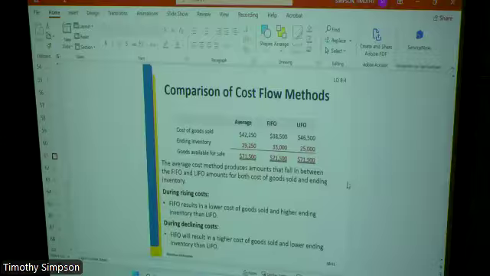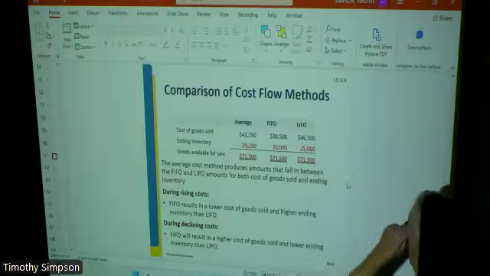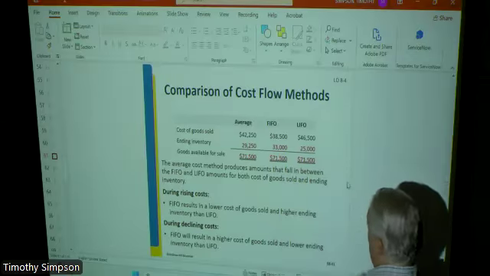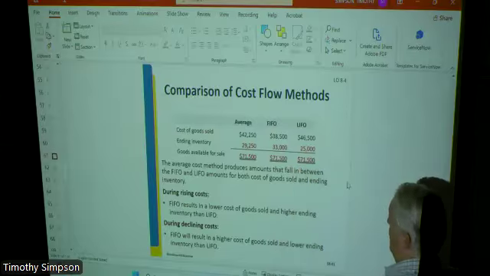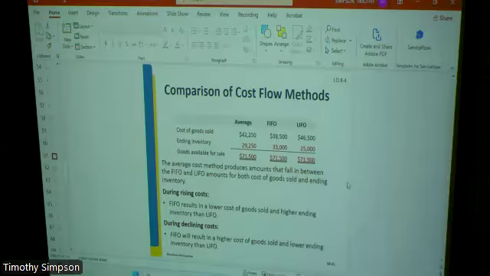So, all right, same goods available for sale. The issue is ending inventory and what to do about it. So again, you're going to have a higher ending inventory and a higher net income with FIFO, and a lower net income with LIFO, and that's really what's happening here. Okay, and it's important for us to understand this distinction.